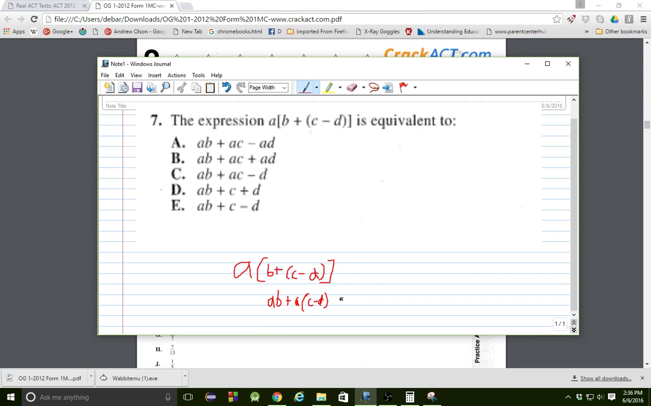So this is equal to AB plus AC, and then you distribute A and minus D, so you get minus AD. So AB plus AC minus AD. And the answer is A.